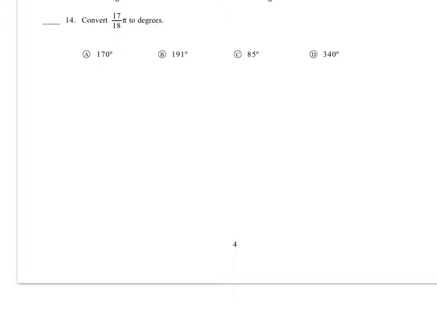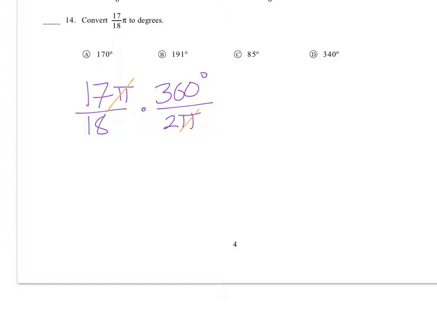For number 14, we're converting 17 over 18 pi into degrees. That's going to be 17 over 18, and I'm going to put the pi up top because it's easier for me to work with. I know that in a circle there are 360 degrees, and there are 2 pi radians. I'm going to put the 2 pi on the bottom because I've got to get rid of that pi to go into degrees. Those are going to cancel out. 360 and 18 can both be divided by 18, and I'm left with 17 over 1 times 20 over 2. 20 divided by 2 is going to be 10 over 1. 17 times 10 is 170.